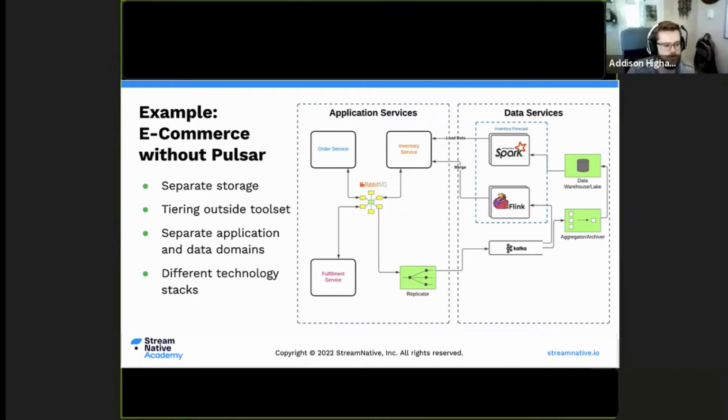But one of the things to note about this, right, is we have separate systems for both of these domains. We're using RabbitMQ here. We're using Kafka in the data services domain. So there has to be that manual interchange of data.